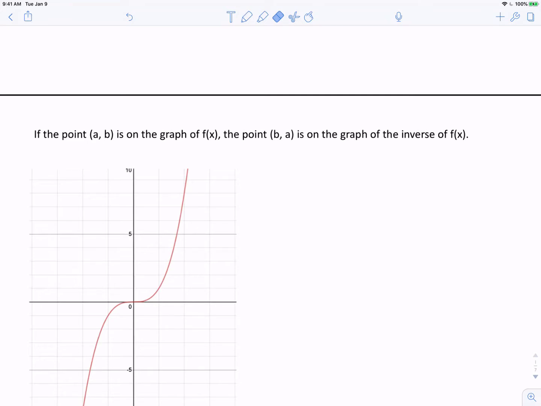If a point (a, b) is on the graph of f of x, then the point (b, a) is on the graph of the inverse of f. Remember, what the inverse function does is interchange the domain and range. So let's do an example. Here's a point on the function f of x, (2, 8). So if (2, 8) is a point on f of x, then a point on the inverse of f of x will be (8, 2).